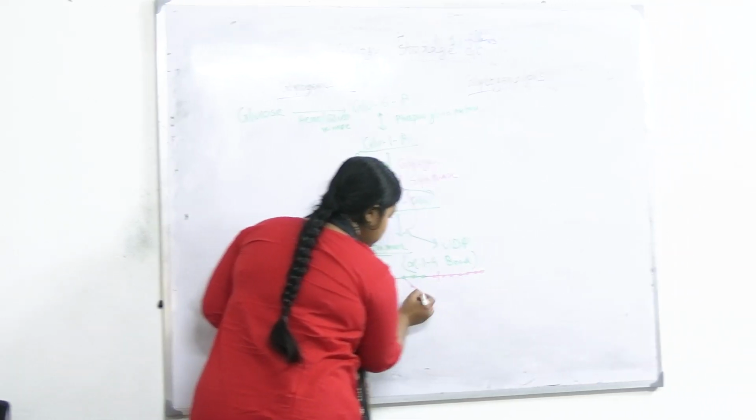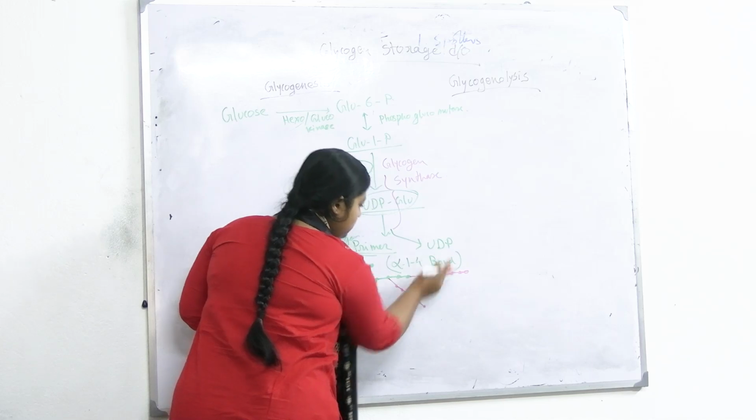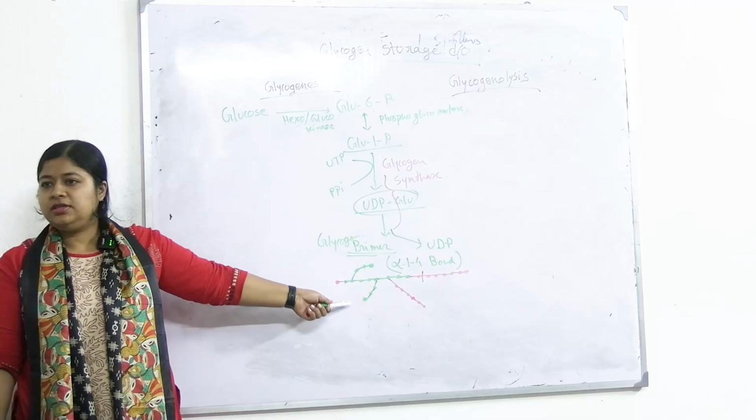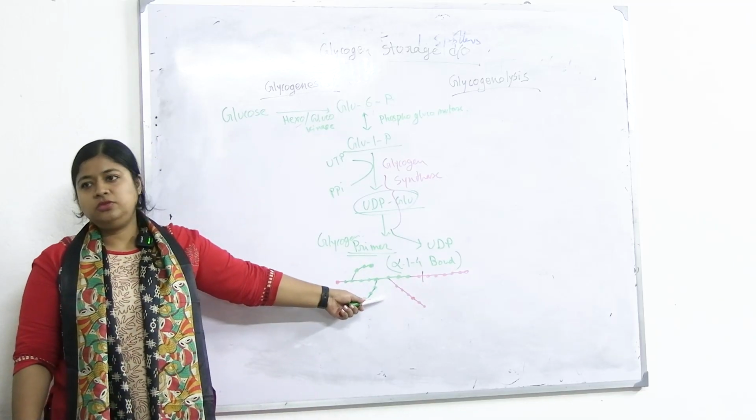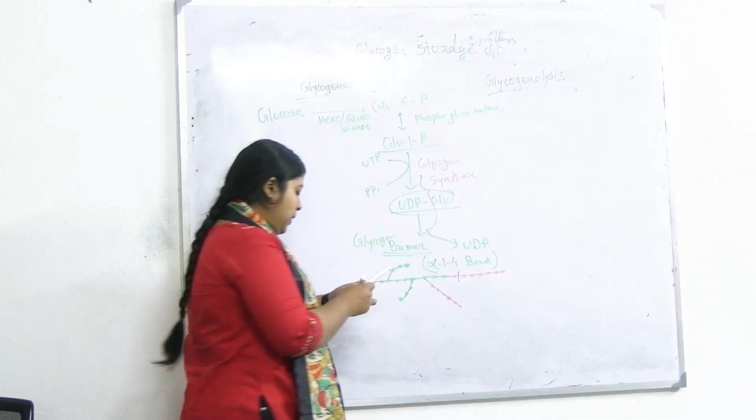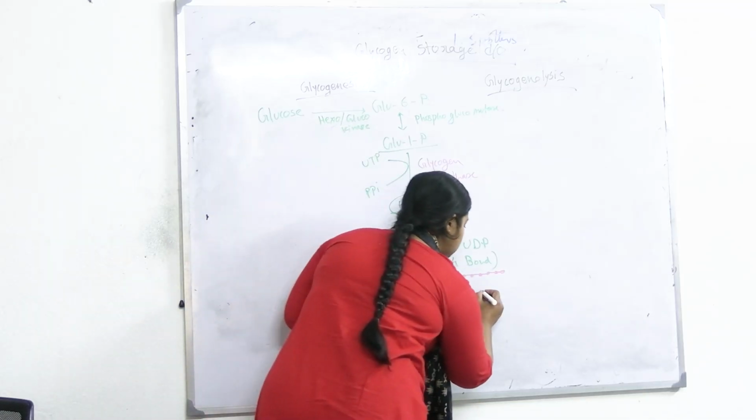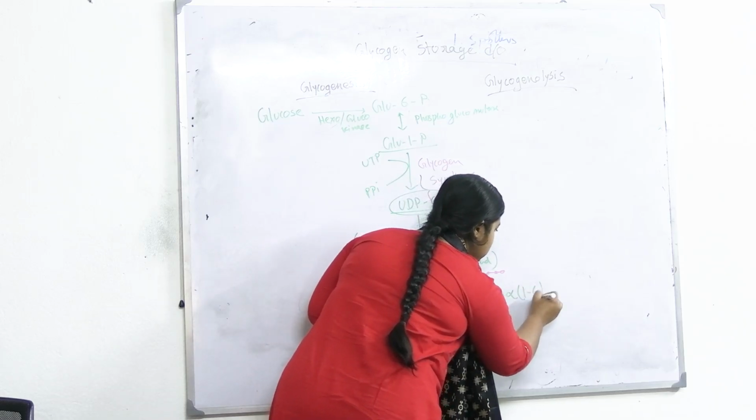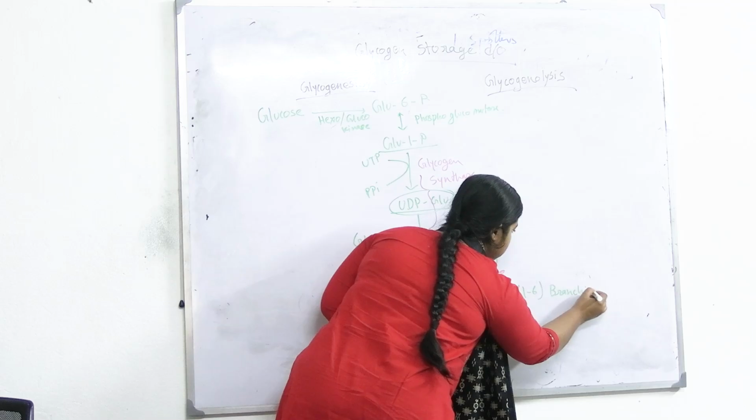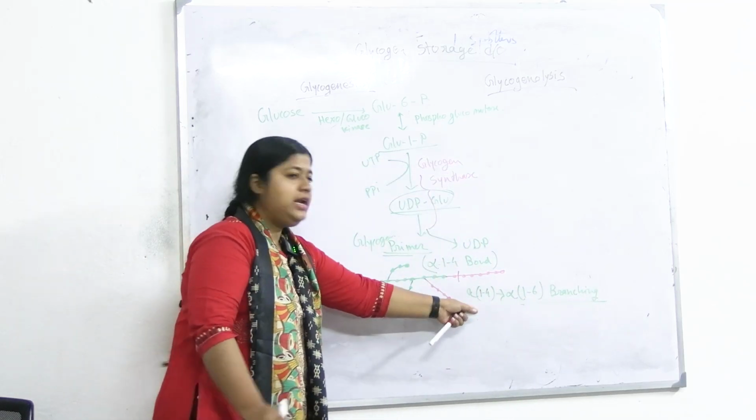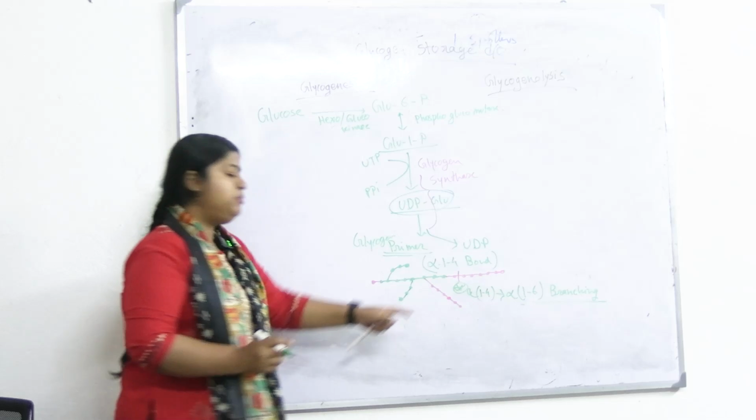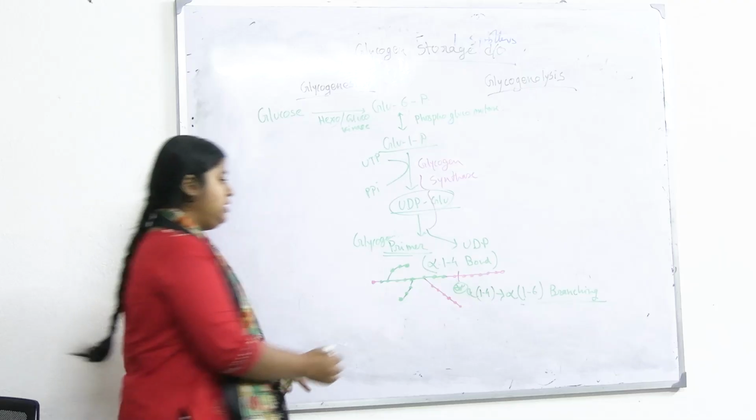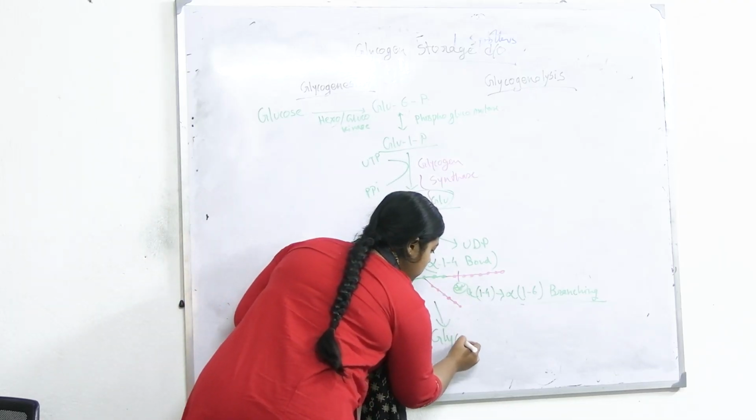1, 2, 3, 4, 5, 6. So they will be removed from the linear chain and will get attached to form a branch. Clear? So now what is this enzyme? Alpha 1,4 to alpha 1,6 branching enzyme, right? So this is the second important enzyme in glycogenesis or glycogen synthesis. Clear? So this will form proper glycogen.